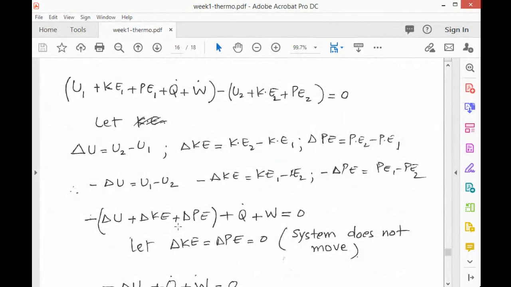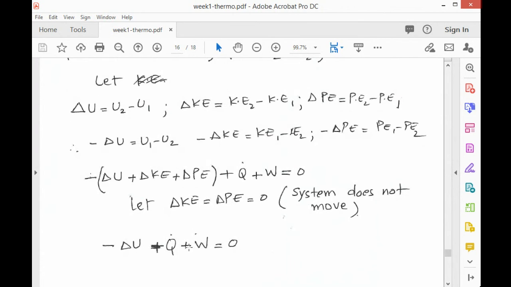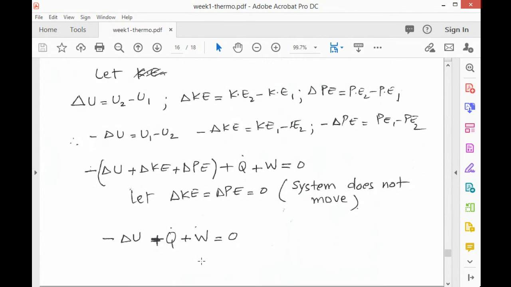We assume that the kinetic energy and potential energy change is zero. Not that kinetic energy is zero, because the fluid is moving, but the change in the kinetic energy is zero. Remember this. So we have minus delta U here, and because we assume these are 0, plus Q plus W is equal to 0.